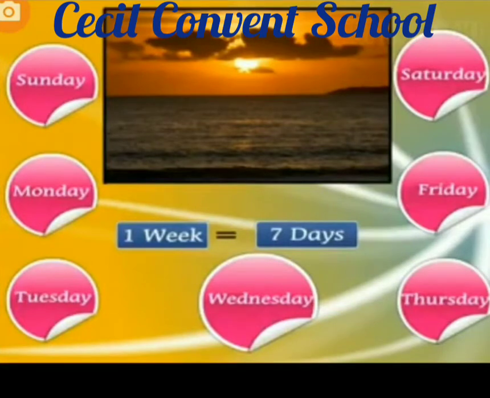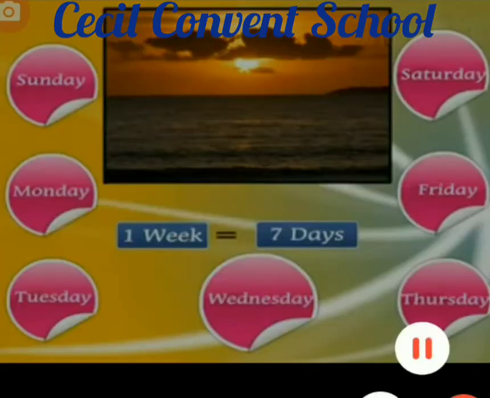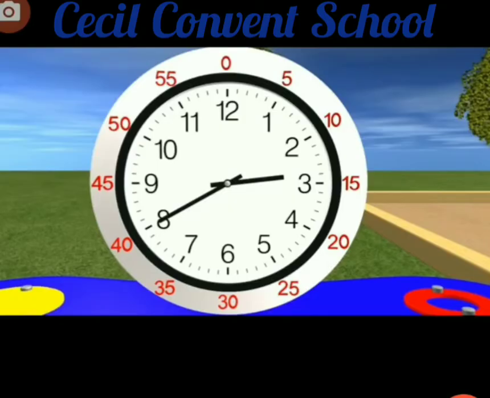Now, 1 week has how many days? 7 days. So, which days are these? Sunday, Monday, Tuesday, Wednesday, Thursday, Friday, Saturday. These are all the 7 days of a week. Clear?